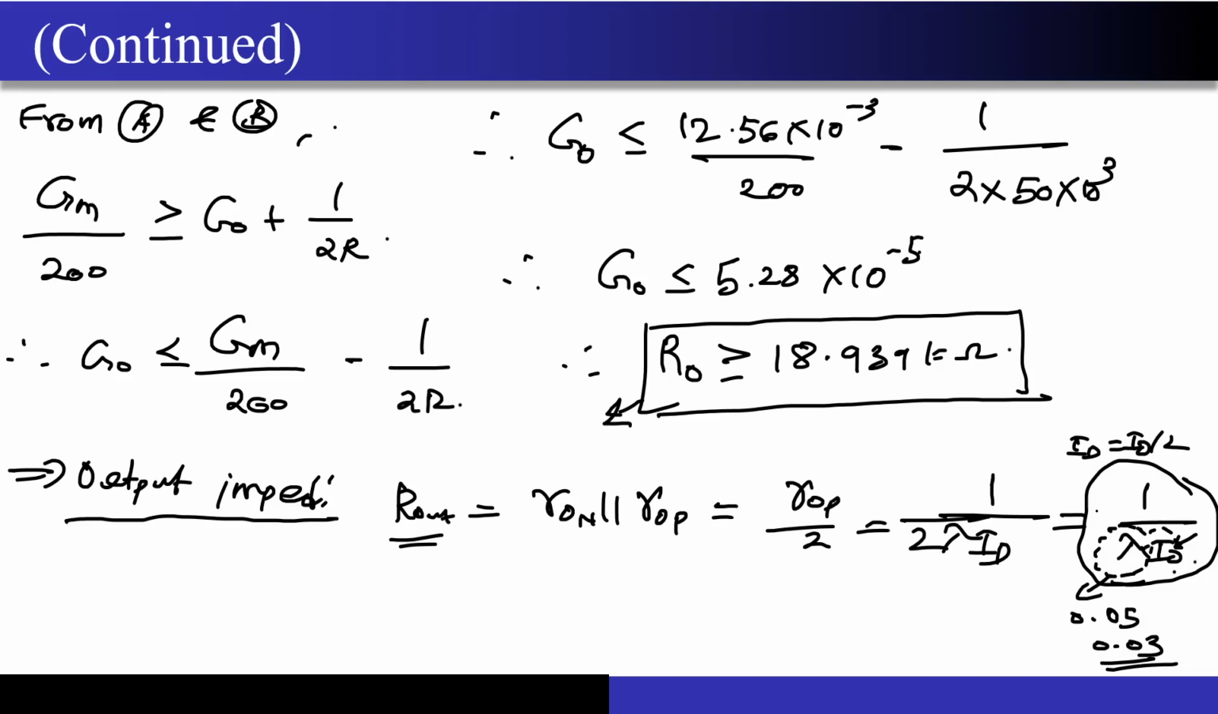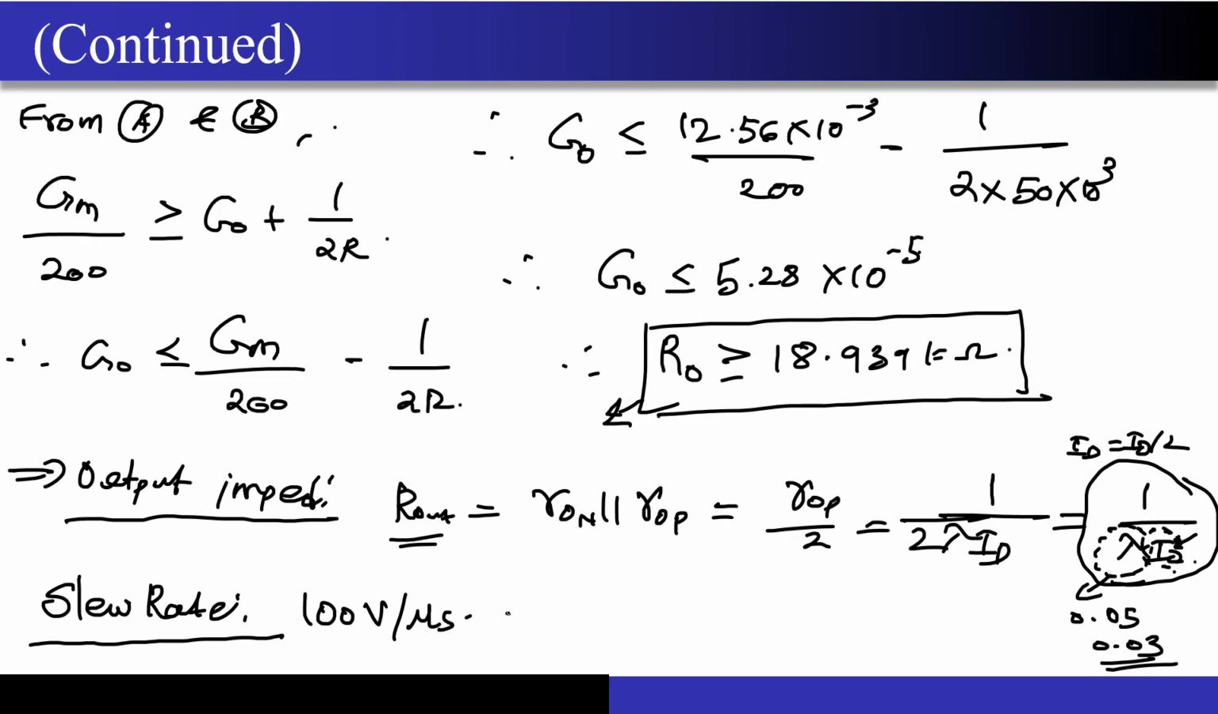Correct? But since the I naught has not been given over here, I will be going with a different method and I will be using the spec on the slew rate. Remember, whenever you know the lambda, always calculate the ID from here. That will always be the best case. But if this is not given, I can go with the secondary specs of the op-amp, that is the slew rate. Correct? So slew rate I will be assuming to be something like 100 volts per microsecond.